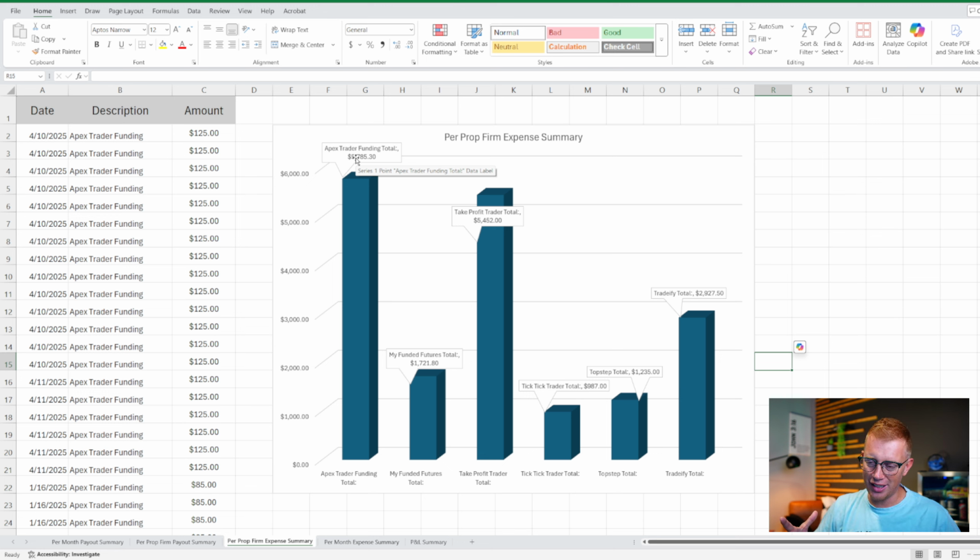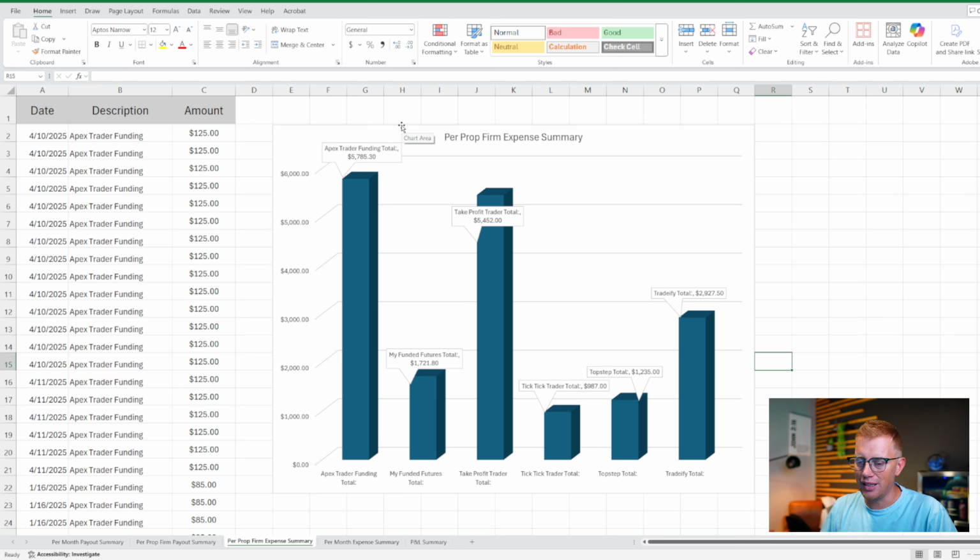I'm trying to get it now where I get the other accounts slow and steady and start taking slow and steady payouts on those accounts and minimize my expenses with Apex. But we are going to have expenses. That's just part of trading. We are going to have expenses, but what I want to make sure is that I'm not going crazy.